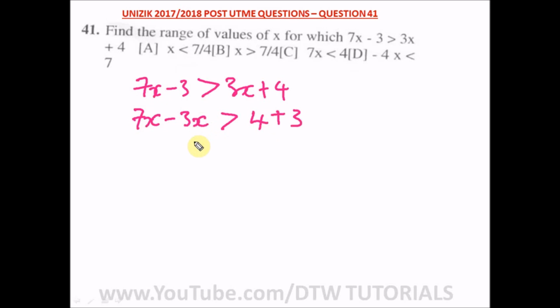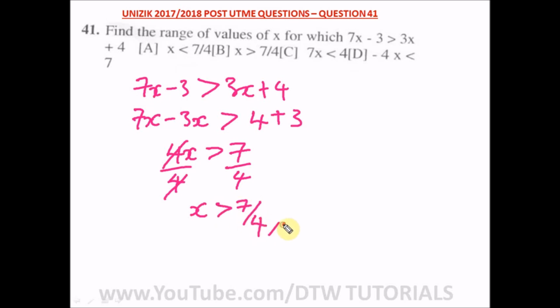So what is 7x minus 3x? That will give us 4x greater than 4 plus 3, which gives us 7. Let's divide by 4. Since we're dividing by a positive number, our sign will remain the same. So we divide by 4, and 4 cancels out here. So we have x greater than 7 over 4. So this is our answer. And what is our right option here? Our right option is option B.